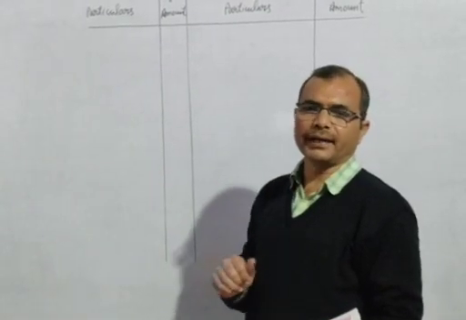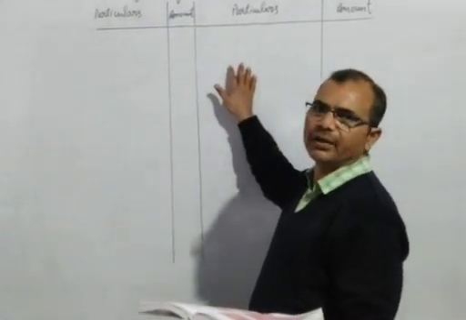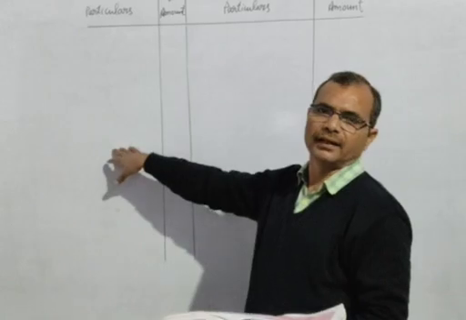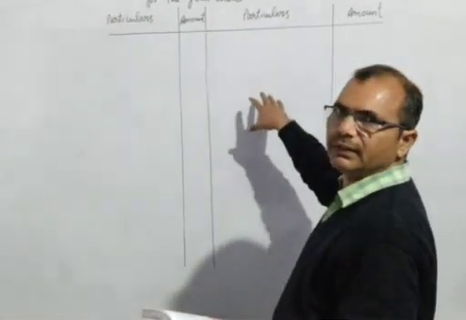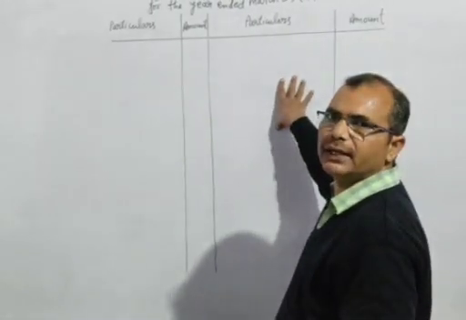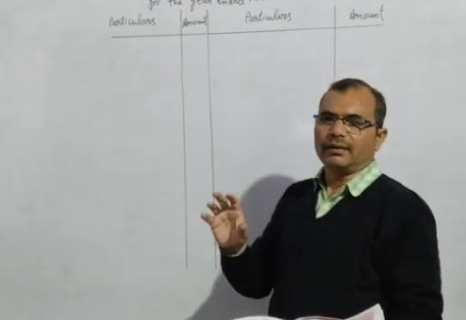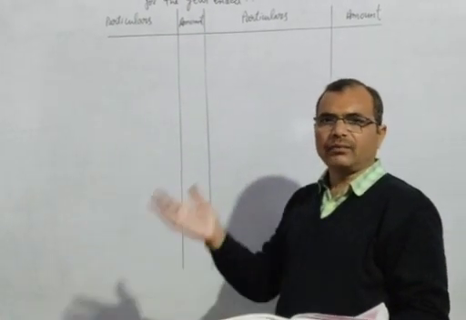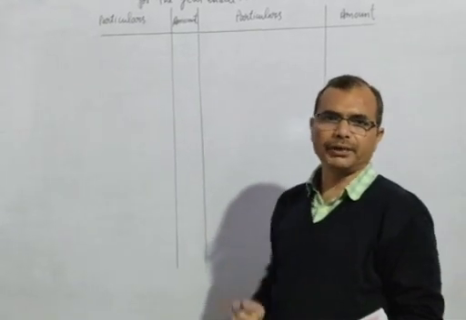come in the trading account, and all the indirect expenses come in the profit and loss account on the debit side. Okay, and whatever incomes are given in the question will be recorded on the credit side of the profit and loss account. What direct expense and indirect expense are, we have understood in the last video.